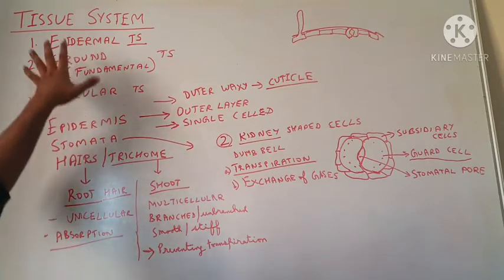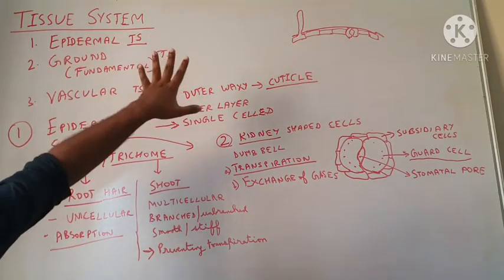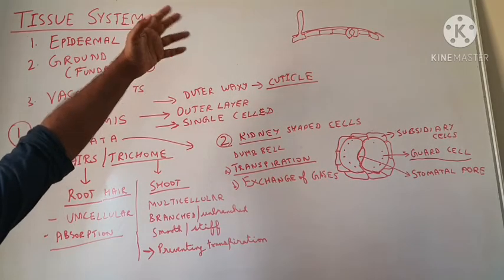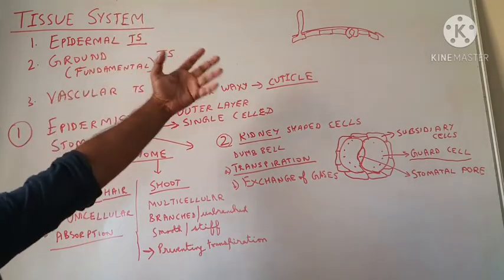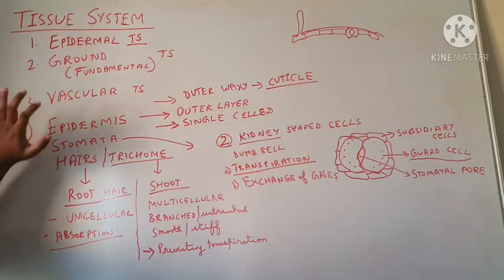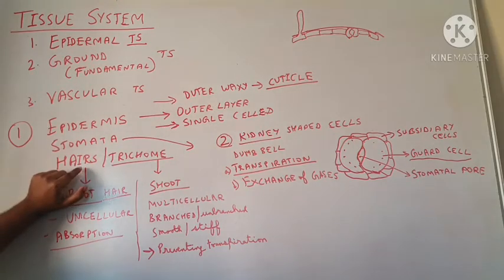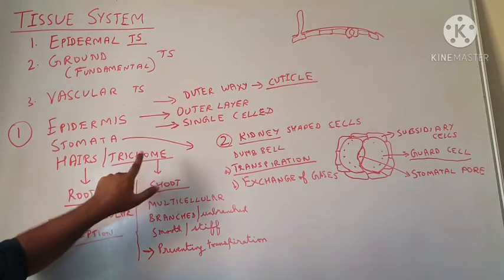Together, this is the epidermal tissue system, which is the outermost covering of the root, the stem or the leaf, made up of the epidermis layer, the stomata, and the unicellular hairs or the multicellular trichomes.